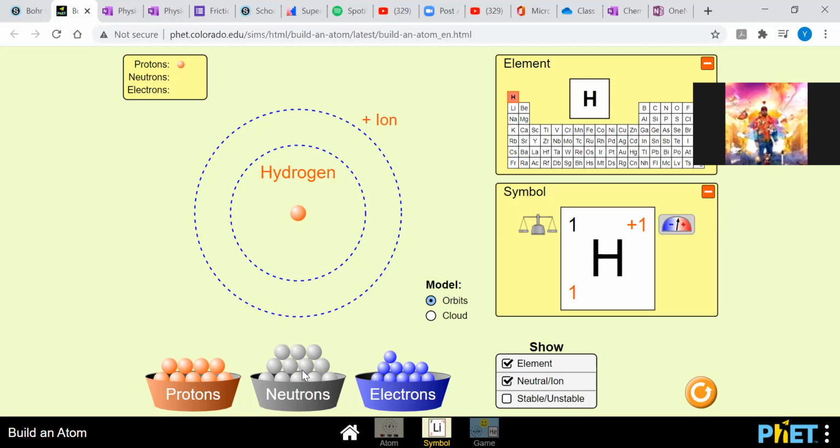So let me add a neutron. You can see which number changes. Let's look at what changes when I add a neutron. I added a neutron. I'm going to add another neutron. And now I'm going to add another proton. Now, based off of that, can you tell me which number is just your number of protons?